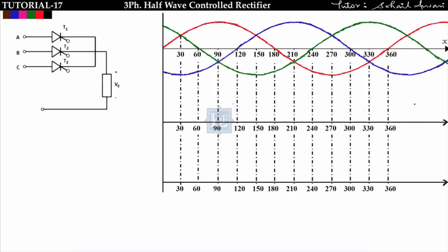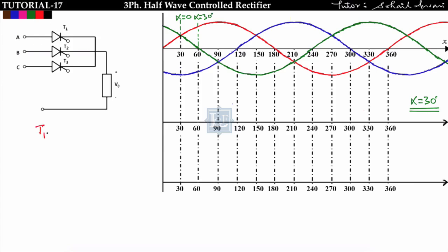Now see, for alpha is equal to 30 degree, I am drawing the waveform. Let us say this is alpha is equal to 0. So alpha is equal to 30 will lie somewhere here. This is alpha is equal to 30, that is equal to omega t is equal to 60 degree.